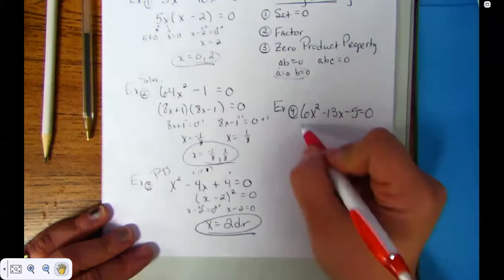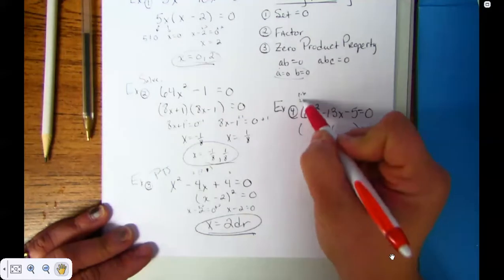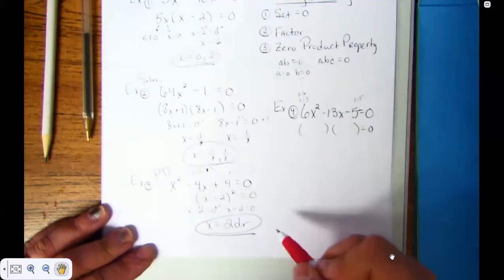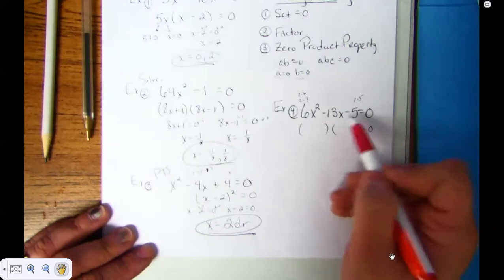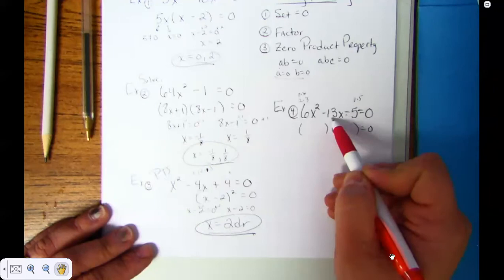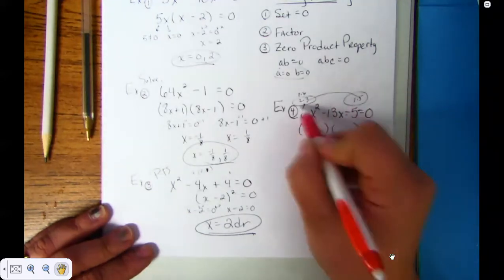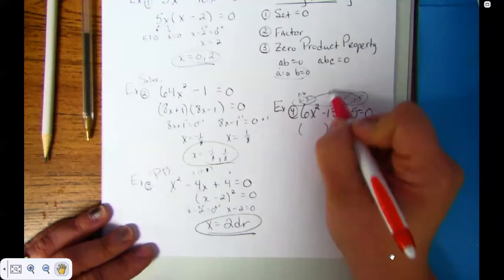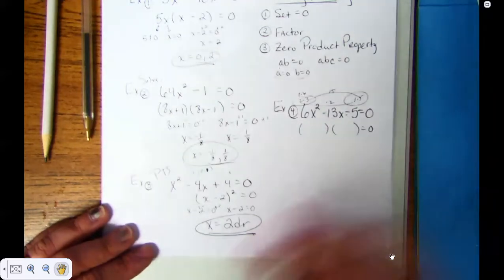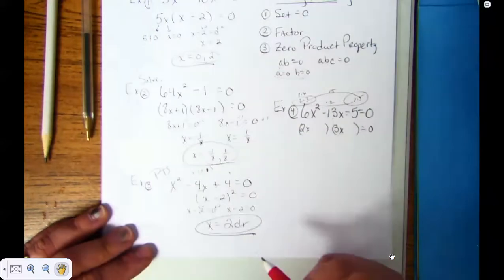I'll be looking to break it through trial and error, looking for factors of 6, which would be either 1 and 6 or 2 and 3, and factors of 5, which would be 1 and 5. I need the factors to subtract to give me a 13, and I can see them. If I use these two, I'm going to take the 5 times the 3 and the 2 times the 1. 15 take away 2 would give me the 13. So I go ahead with my 6x squared and break it into 2x and 3x, and then my 5.